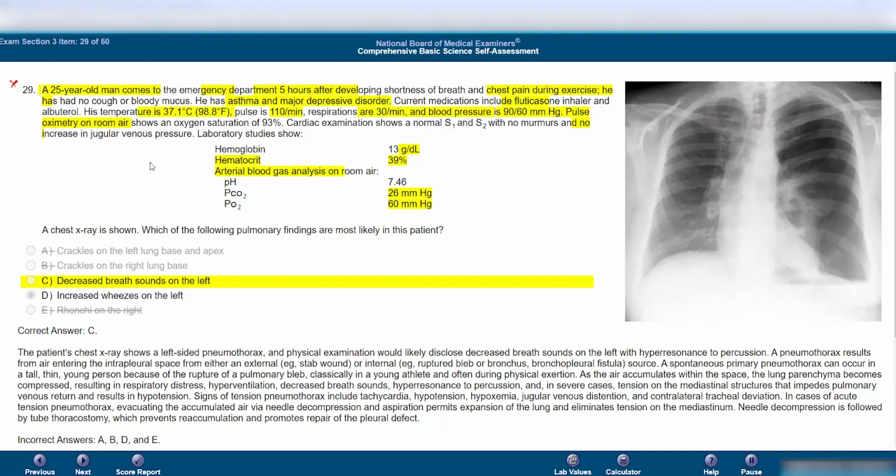Normal S1, S2, so the heart's okay, and no JVD. And obviously he's breathing really fast, which makes sense, right? Because he's blowing out a bunch of CO2, but he's not taking in a lot of O2. That's what I've kind of gathered.